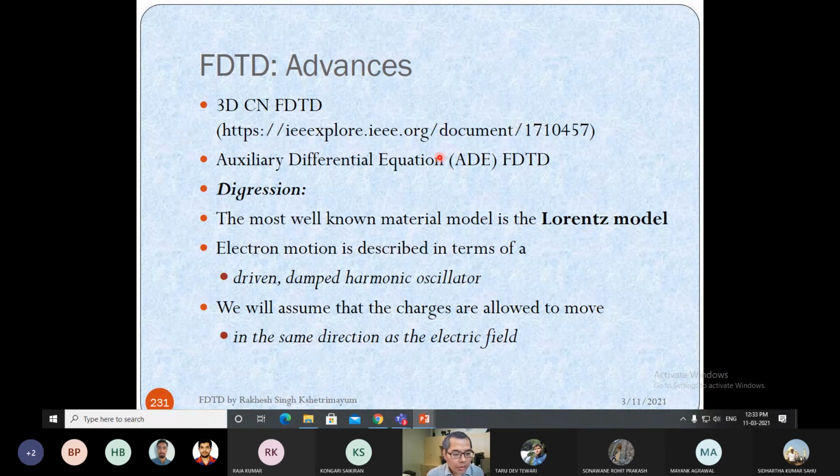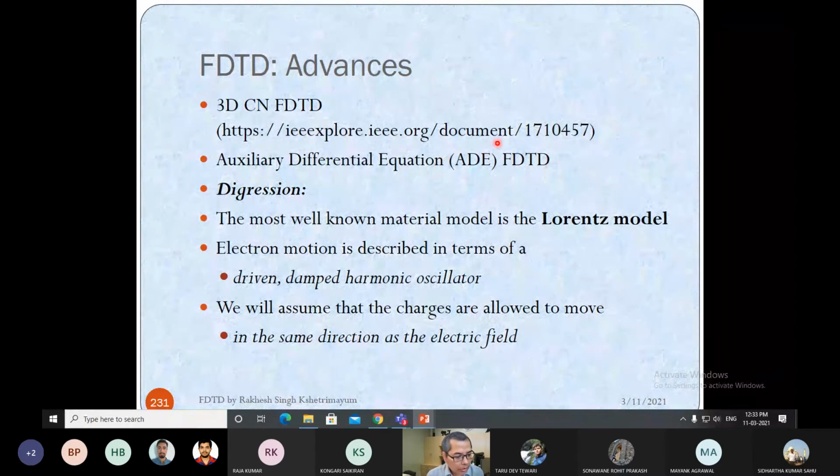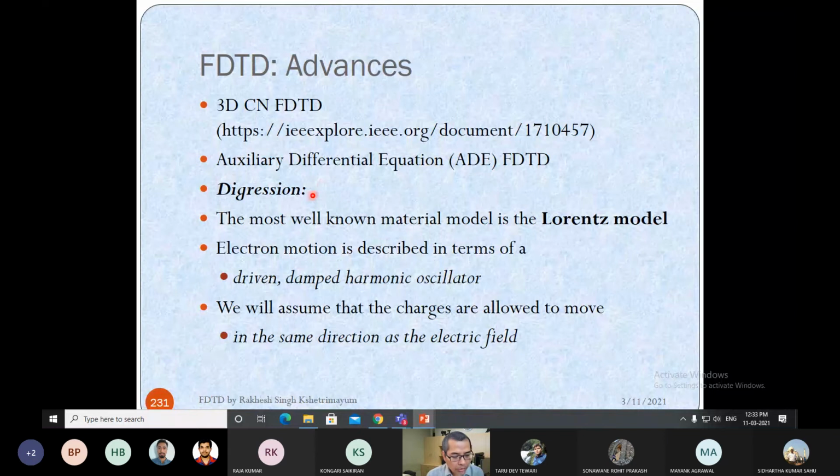I have briefly discussed this auxiliary differential equation FDTD in one of your previous classes, where we introduced an auxiliary function and did the FDTD of that equation. So that is very similar to that, but here we'll try to model it for different kinds of materials. For example, let us try to analyze, we'll do a quick digression here because you need to know something about the material model also in order to understand this ADE FDTD. So I'll just give you a brief background on the different material models we have.